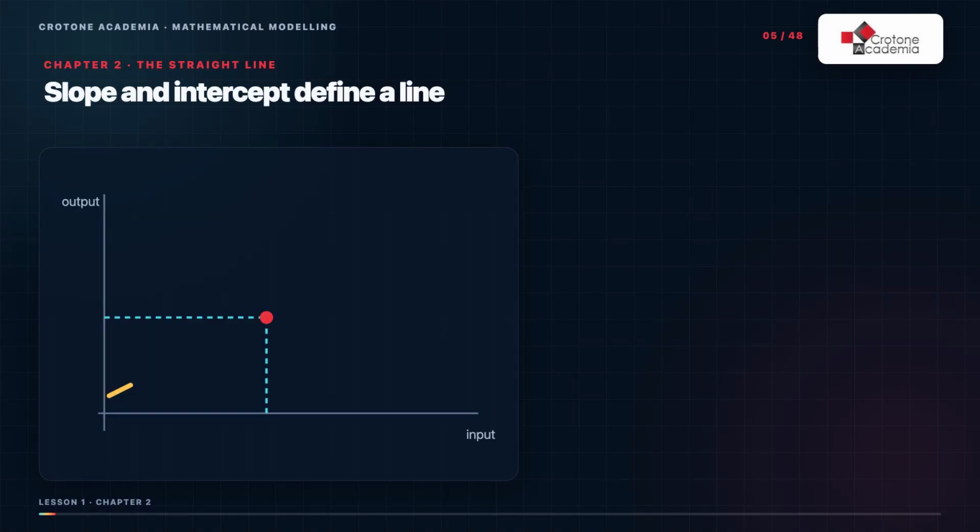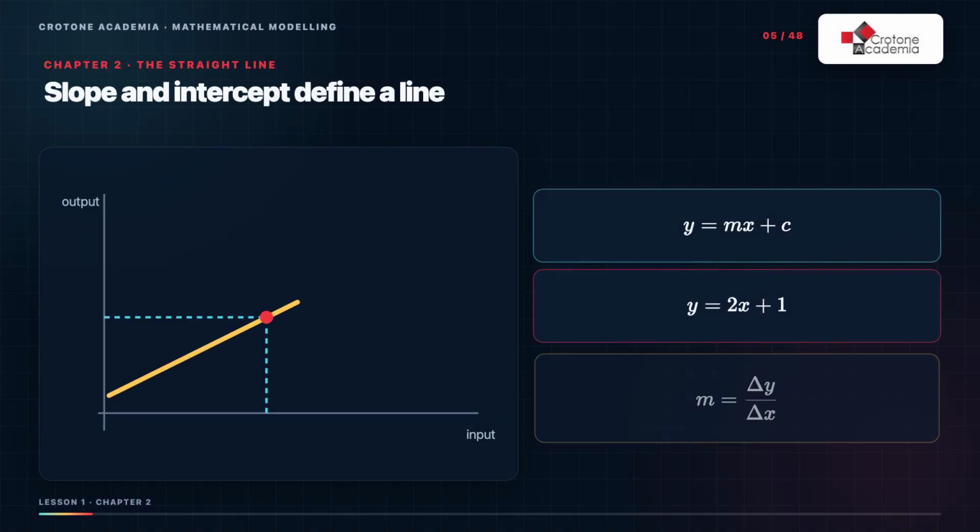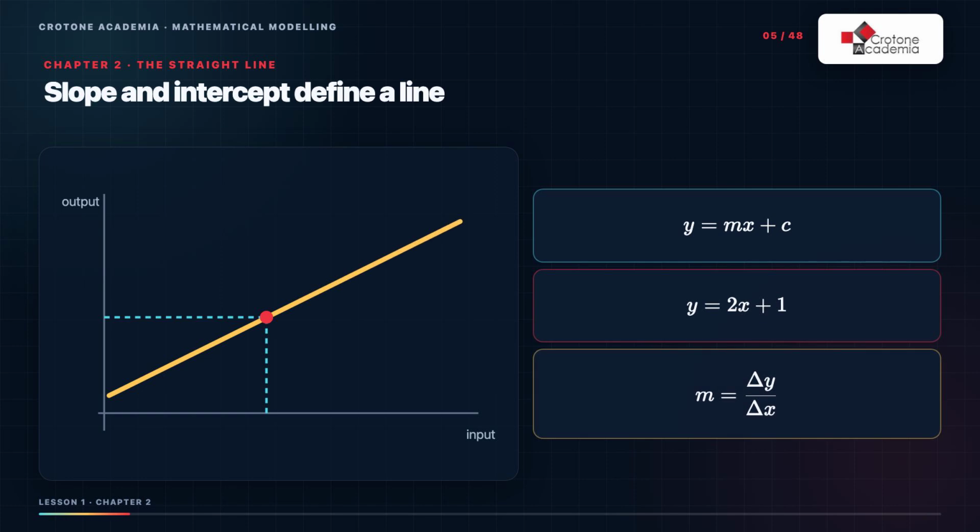A familiar and important relationship is the straight line y equals mx plus c. The quantity x varies, and the equation produces y. The parameter m is the slope. It tells us the change in y associated with a 1-unit increase in x. The parameter c is the vertical intercept, the value of y when x is 0.